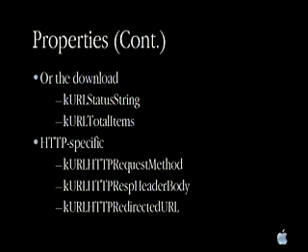On the download, you can get the status string, checking to see how things went, or you can get the total number of items. For instance, if you've downloaded a directory, this would tell you how many files actually got brought down in the download. For HTTP specific properties, you can get the request method, the response header body, or a redirected URL.